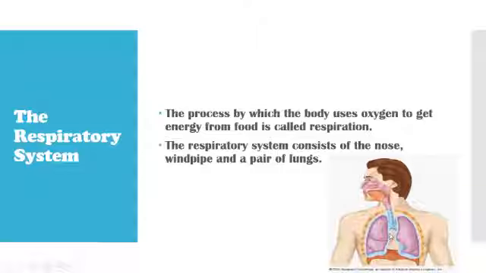Our next point is the respiratory system. Our body needs oxygen to break down the digested food and get energy from it. We get this oxygen from the air that we breathe in. The process by which the body uses oxygen to get energy from food is called respiration. And the organ system that helps in respiration is called the respiratory system.